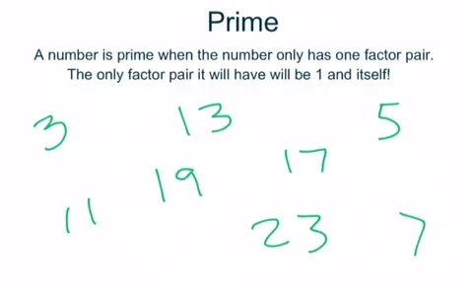So we talked about, like, 5,015. Well, at least it has one factor pair of 5,015 times 1. So 1 and itself. And that's the only factor pair it's going to have. So for example, 3. The only way you can make a 3 is 1 times 3. 13, same thing. 5, 17, all of these numbers, that's the only way you can make them.